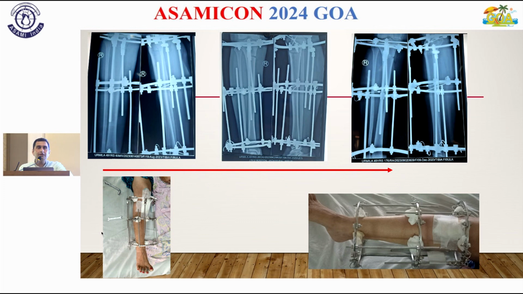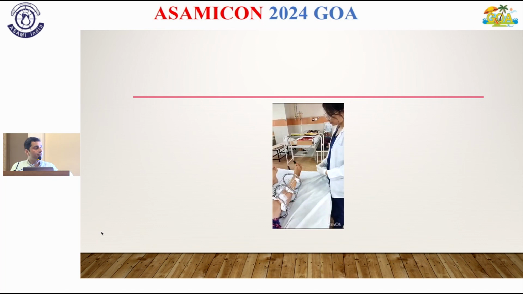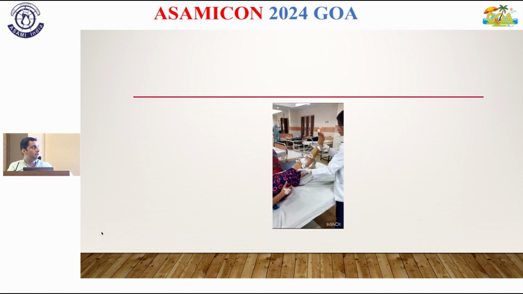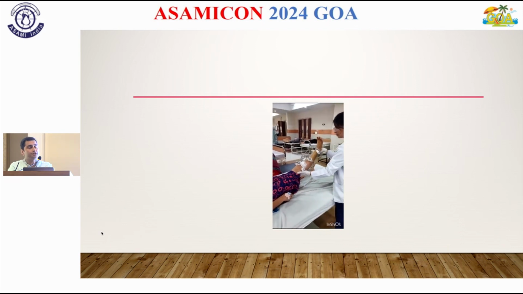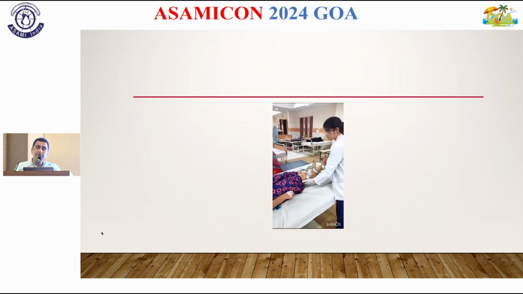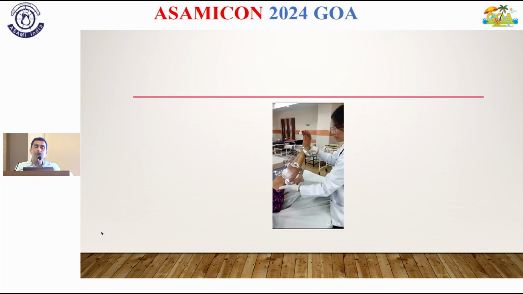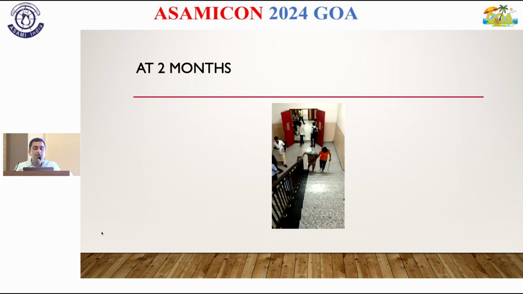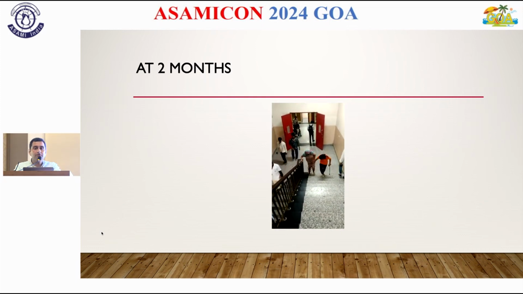After the latency period of 7 days, the gradual correction of the deformity was started. You can see the progression of deformity correction from left to the right. And extensive physiotherapy, which is the important part of the rehabilitation regime, was done. The patients were allowed to do active and passive mobilization and full weight bearing with the help of a walker from post-operative day 2 or 3. This is the patient at 2 months doing staircase climbing with a stick.